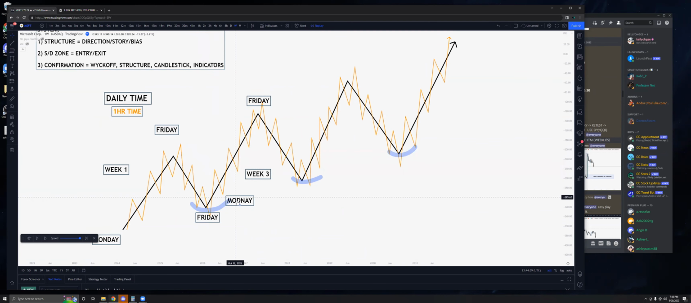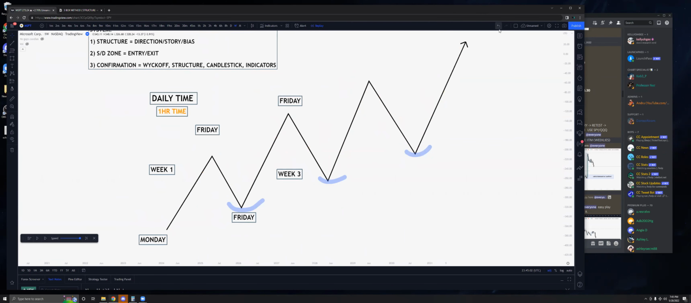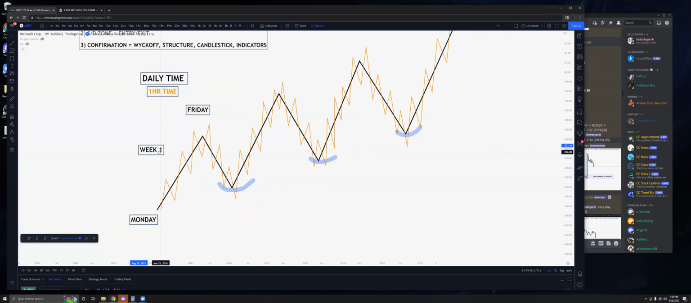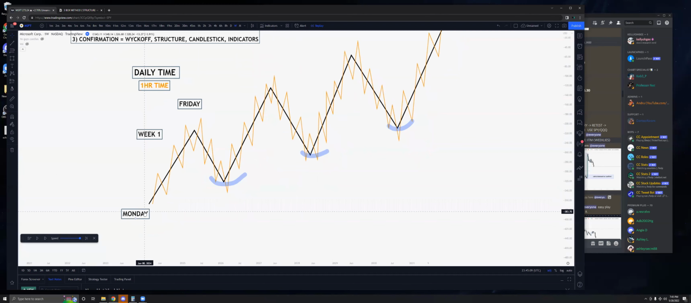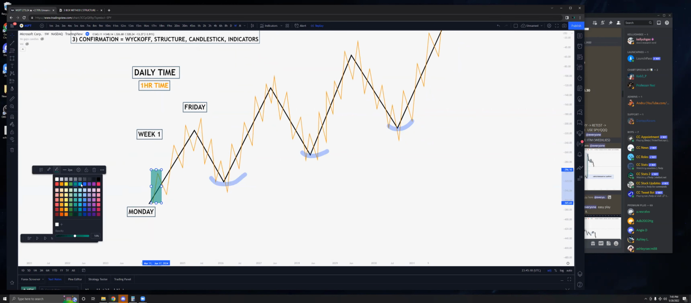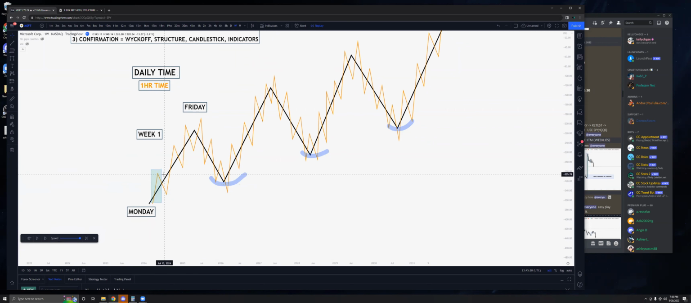So let's delete this. Oh, not that. So let's just talk about week 1 first. On a Monday to a Friday, we saw what? A run up. There you go, that's bullish. Okay. That's a bullish run. But look at the next day, we're bearish. Because how many hours are in a stock day? We have 6 to 7 hours, right? So around there.